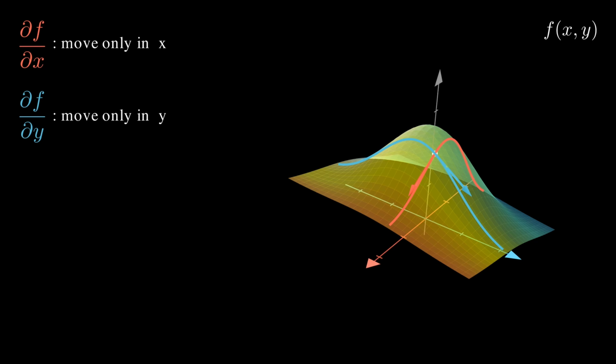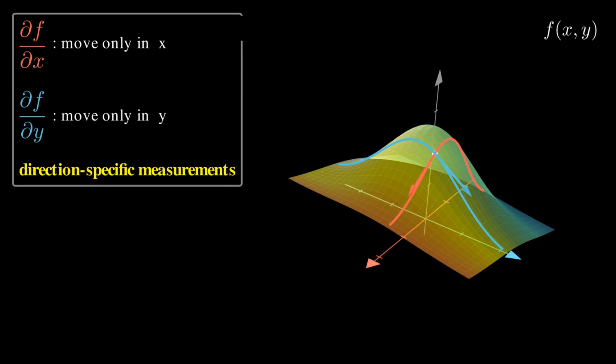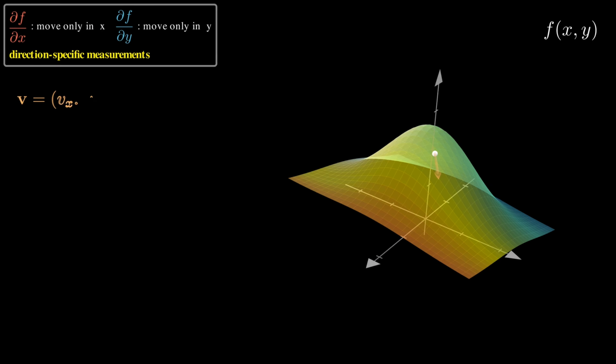So for a function f of x and y, the partial derivative with respect to x tells you, if I move only in the x direction, how fast does the height change? Similarly with the partial derivative with respect to y. These are direction-specific measurements. Now take any direction in the plane, represented by a unit vector v.